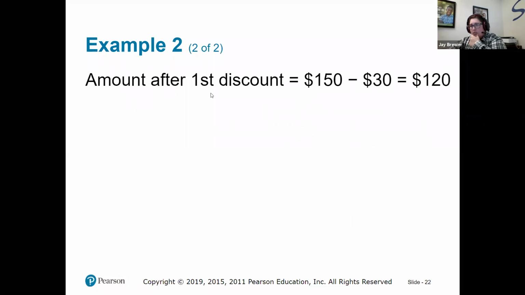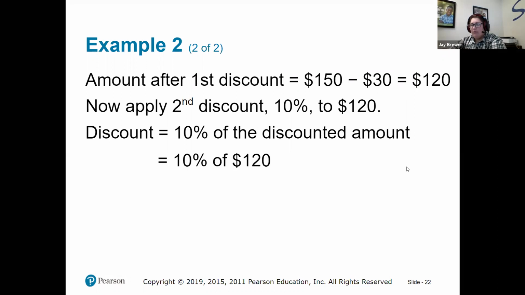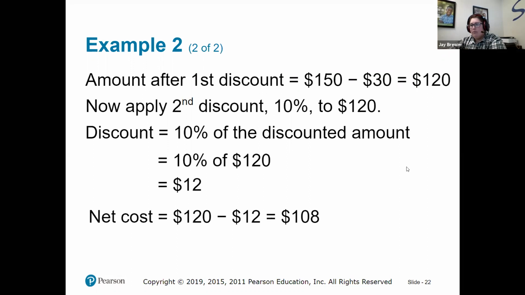Example 2 continued. Amount after first deduction would be 150 minus 30, which is 120. Great, we did it right. Now apply the second discount to the 120. So that would be $12. Yep. So 108. So yes, we did it correctly.